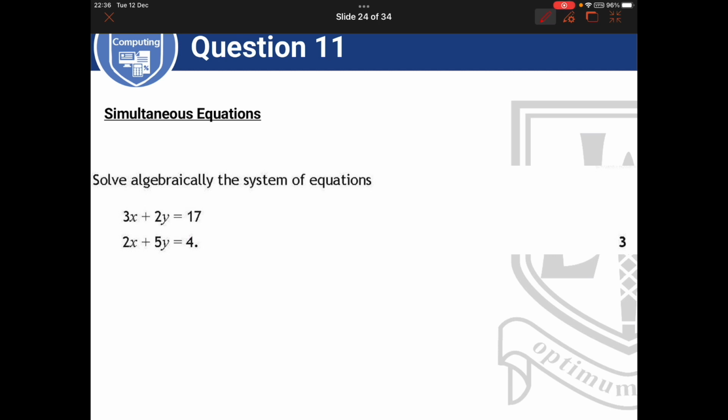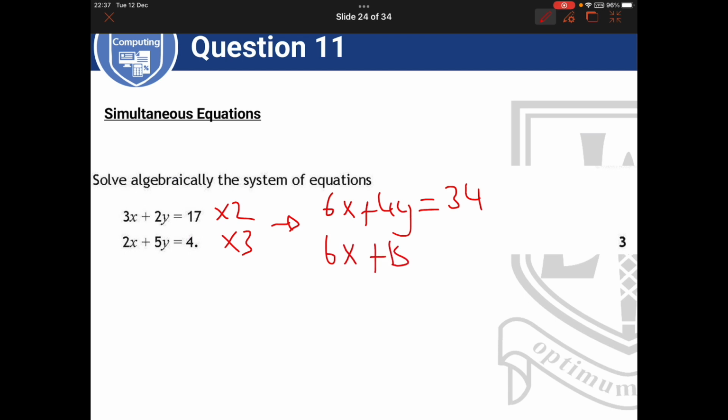The way to solve simultaneous equations is to make either the x's or the y's match first of all. I don't have either of the terms matching, so I'm going to go ahead and make the x's match, which means I need to times the top one by 2 and the bottom equation by 3. So that's going to give me 3x times 2 is 6x, 2y times 2 is 4y, and 17 times 2 is 34. Bottom one, 2x times 3 is 6x, 5y times 3 is plus 15y, and 4 times 3 is 12.